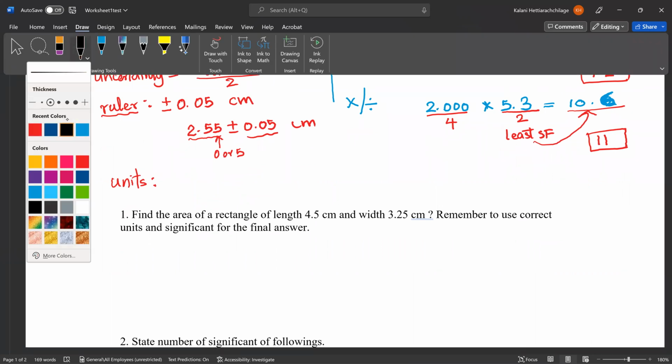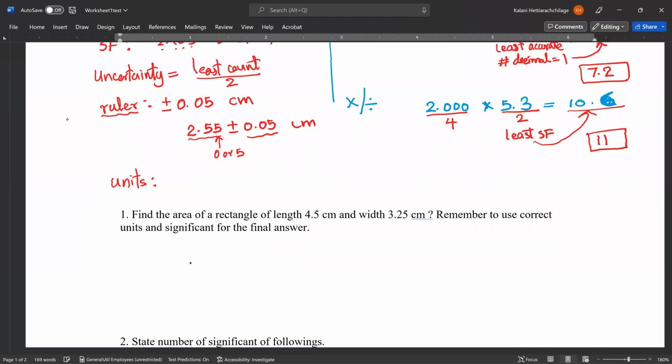Okay, my first question is find the area of the rectangle of the length and width, right? So you have a rectangle, length and width, 4.5 centimeters and 3.25 centimeters. Remember to use the correct units and significance for the final answer. I need to find the area of that one. Now, everybody knows the area of this one, right? So area is basically, you multiply those two, right?